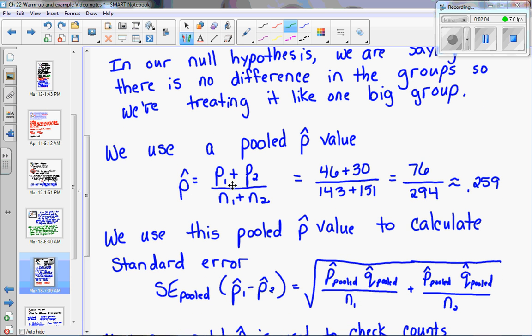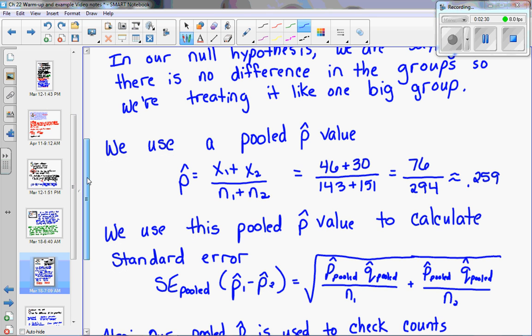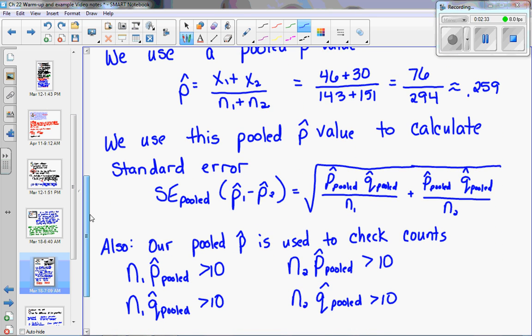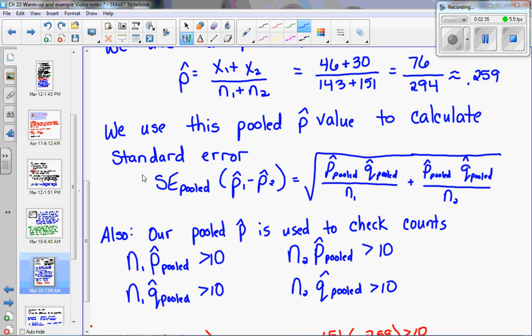So my pooled p hat value becomes the sum of my two values that I ended up with, X1 plus X2, over N1 plus N2. Actually, I shouldn't call those P1 plus P2, I should call those X1 plus X2. I'm going to change that. That's a little better. So my pooled p hat value becomes approximately 0.259. This pooled p hat value is what we use when we calculate the standard error. Now remember the difference between standard error and standard deviation. I'm using my p hat value, and because of that, I call it a standard error.